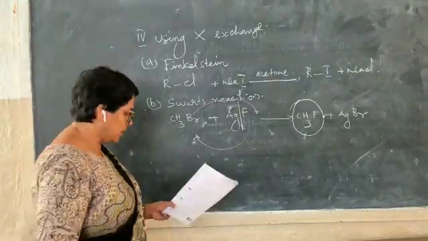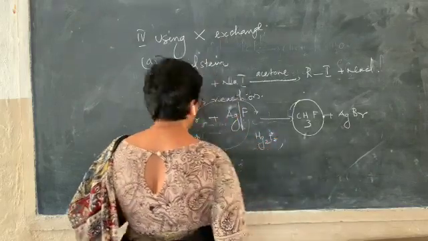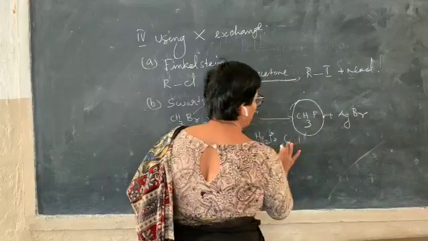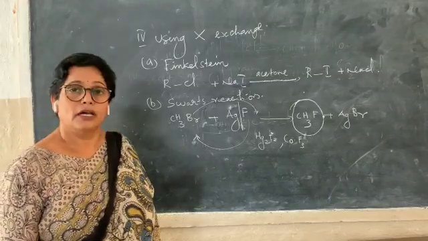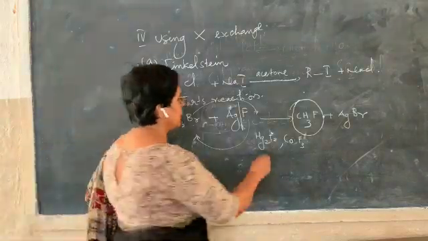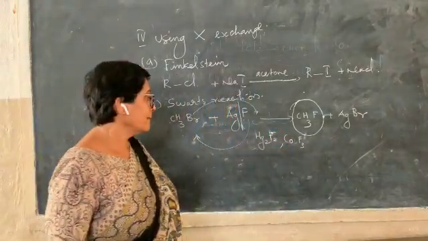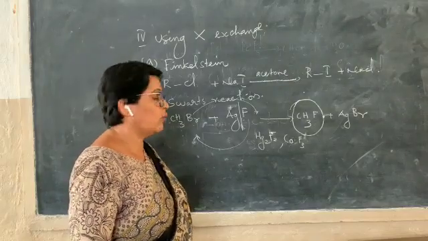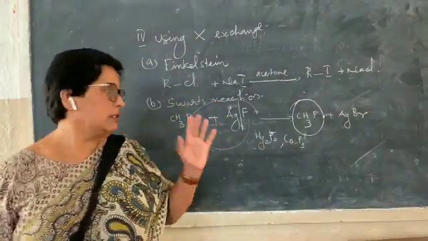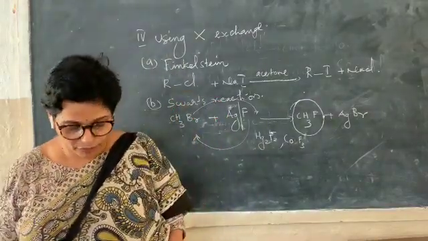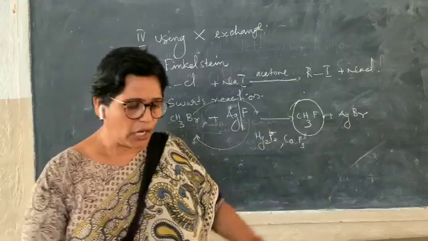Instead of this AgF, you can use Hg2F2. Otherwise, cobalt fluoride, CoF3. You see, valency is different. Understood? That is why their fluorides are like this. Hg2F2, mercurous fluoride, and cobalt fluoride, CoF3. We will learn more about this kind of compounds in d and f block elements. Anyhow, the preparation of haloalkanes is over.